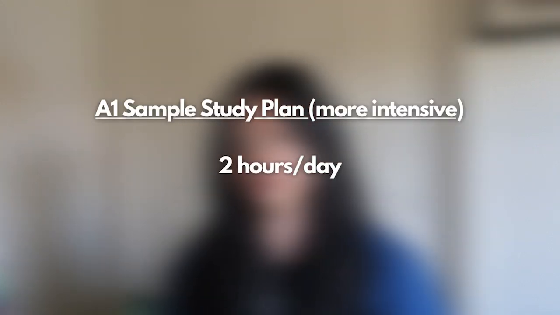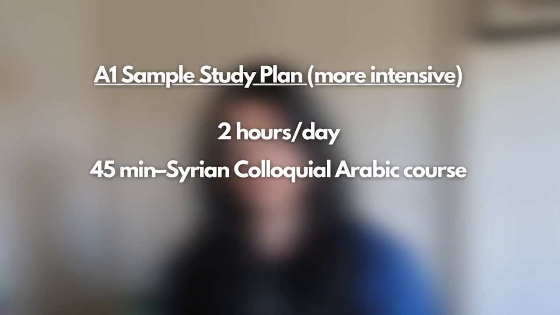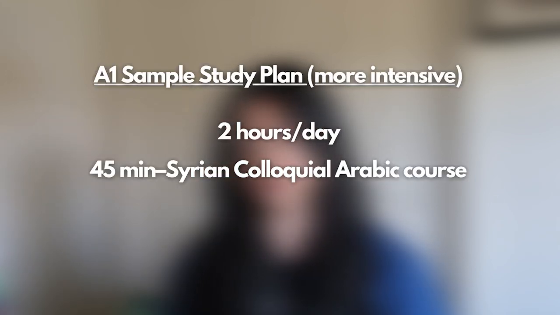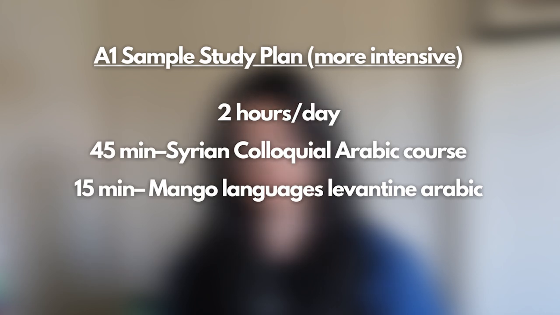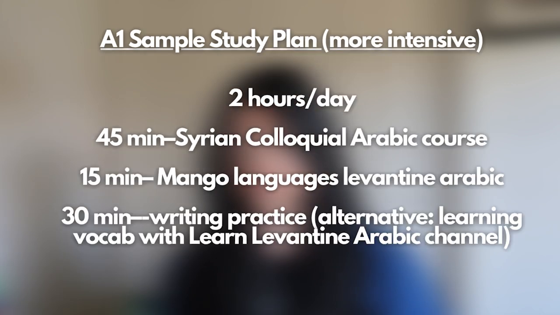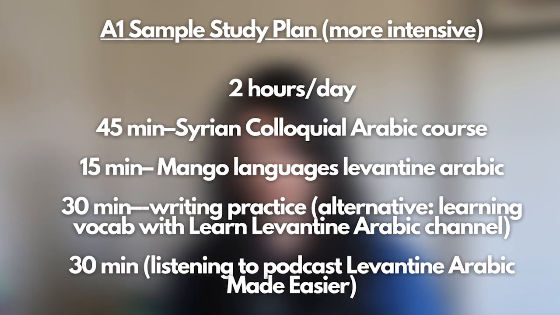An A1 study plan example for Levantine specifically, for a more intensive day at 2 hours, 45 minutes: using the Syrian Colloquial Arabic course, 15 minutes Mango Languages Levantine Arabic review, 30 minutes writing practice. Alternatively, if you are not looking to write Arabic, learning vocab from the Learn Levantine Arabic channel, and then your last 30 minutes spent listening to the podcast Levantine Arabic Made Easier.